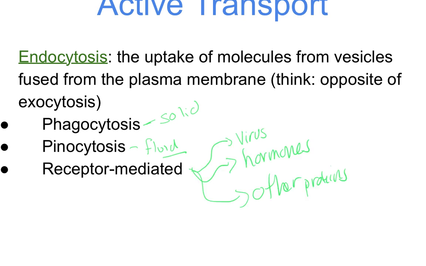When the active transport endocytosis system is receptor mediated, it will take in very large things, larger than an ion, of course, so a virus, and also hormones and other proteins that can assist the cell internally. So this is best if I just show you a picture of each of these.